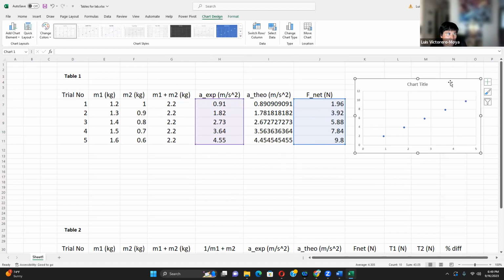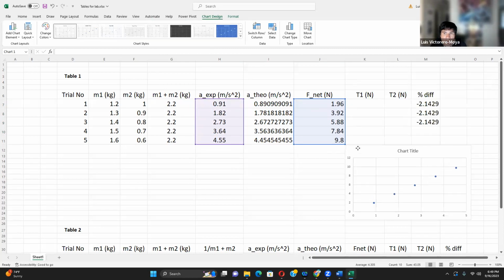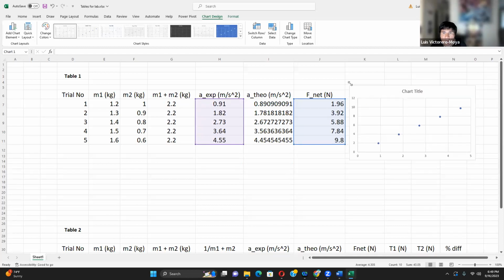Okay? It's a linear trend. And I'm going to let you guys analyze what's the slope and what does it mean. Okay? And don't forget you have to do a percentage difference as well between the slope and the expected value. So think about what you are plotting. Force versus acceleration. Don't forget to add a title, and this should be bigger.